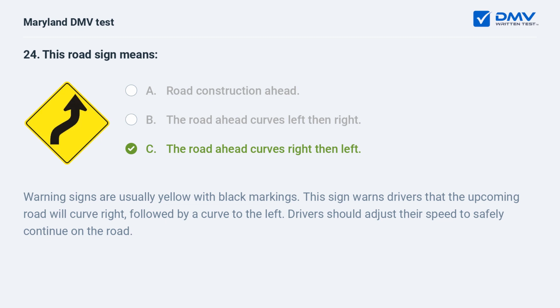Warning signs are usually yellow with black markings. This sign warns drivers that the upcoming road will curve right, followed by a curve to the left. Drivers should adjust their speed to safely continue on the road.